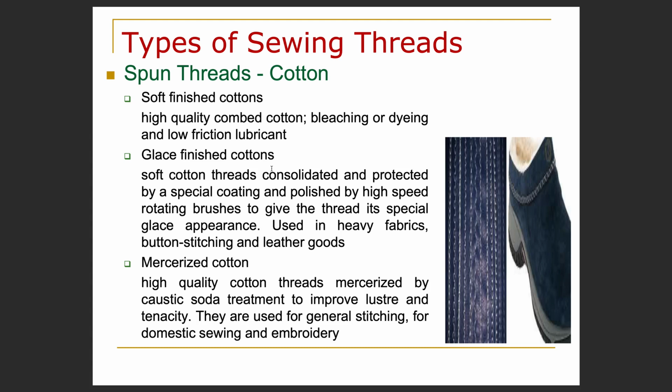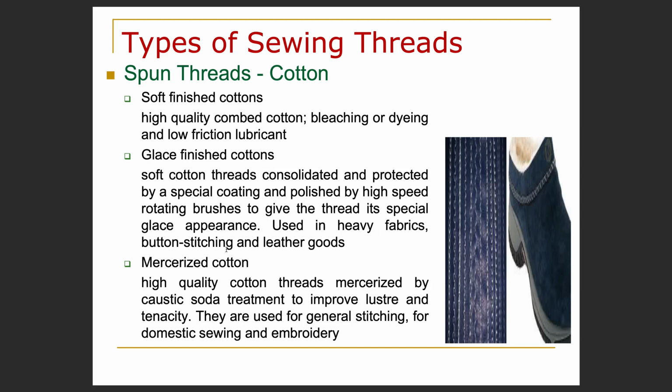Glaze finished cotton sewing threads are made from soft cotton threads which are consolidated and protected by a special coating and polished by high speed rotating brushes to give the thread its special glaze appearance. In some cases, if we require a special kind of glaze or shiny appearance on the surface of the sewing thread, a finish may be applied, and that kind of cotton sewing thread is known as glaze finished cotton sewing thread.